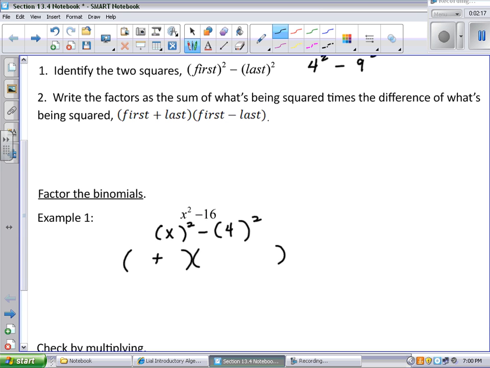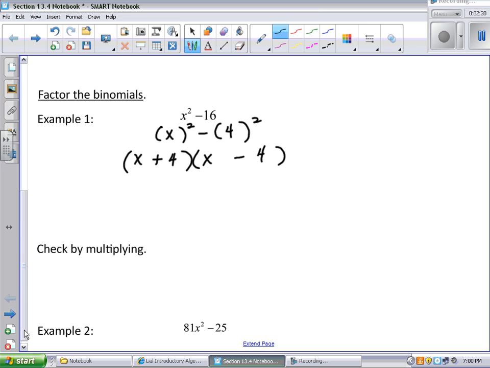I have a plus in one parenthesis and a minus in the other. The first thing in parentheses is x, and the last thing in parentheses is 4. And now our polynomial is factored.